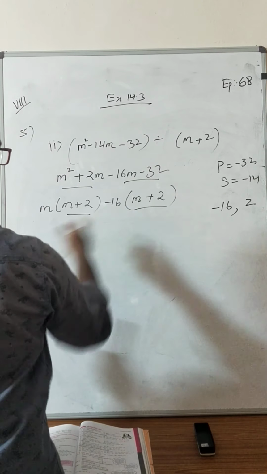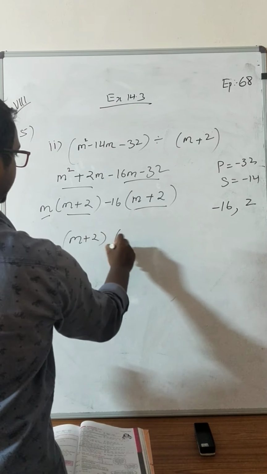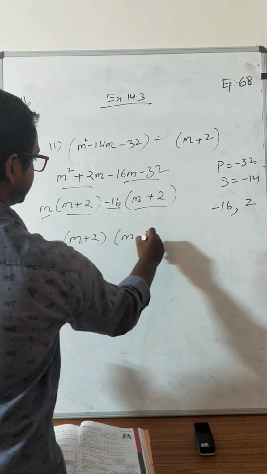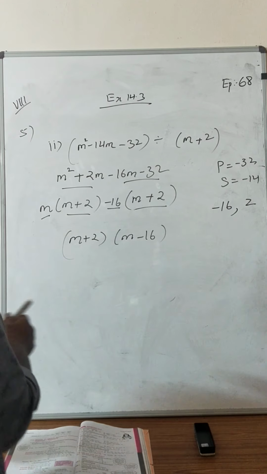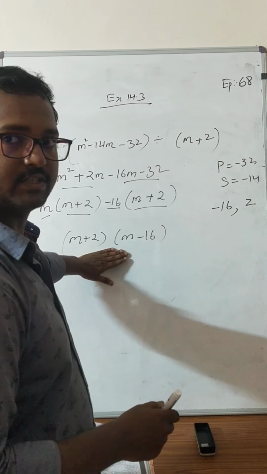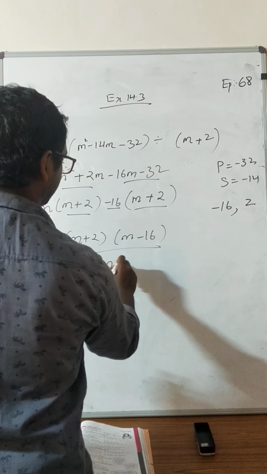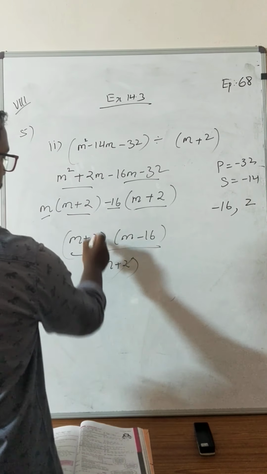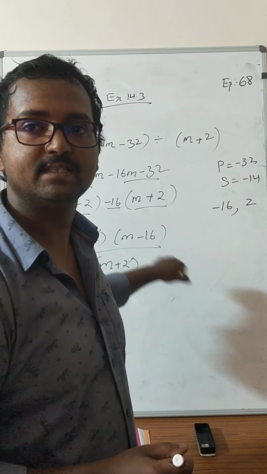Now we will take m plus 2 as common. When I take m plus 2 as common, I will be left with m, and here I will be left with minus 16. So we have done the factorization. Now this has to be divided with m plus 2. Now see, m plus 2 will get cancelled. What is left? m minus 16. m minus 16 is our final answer.